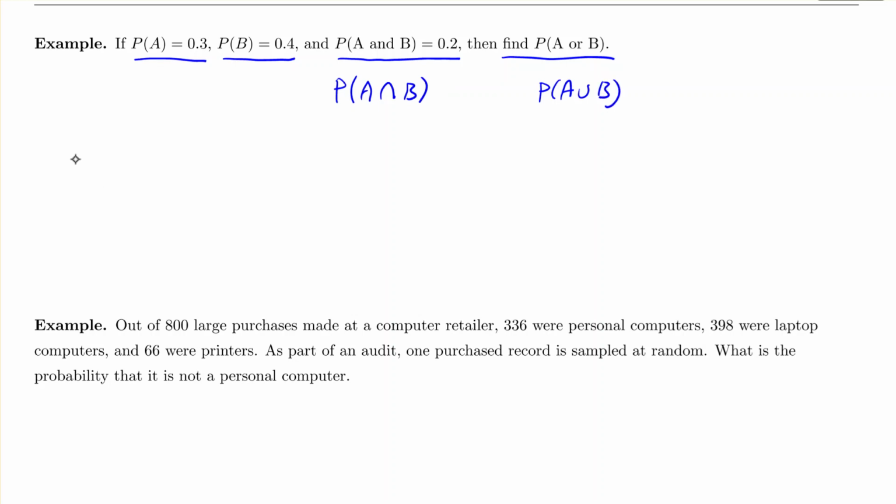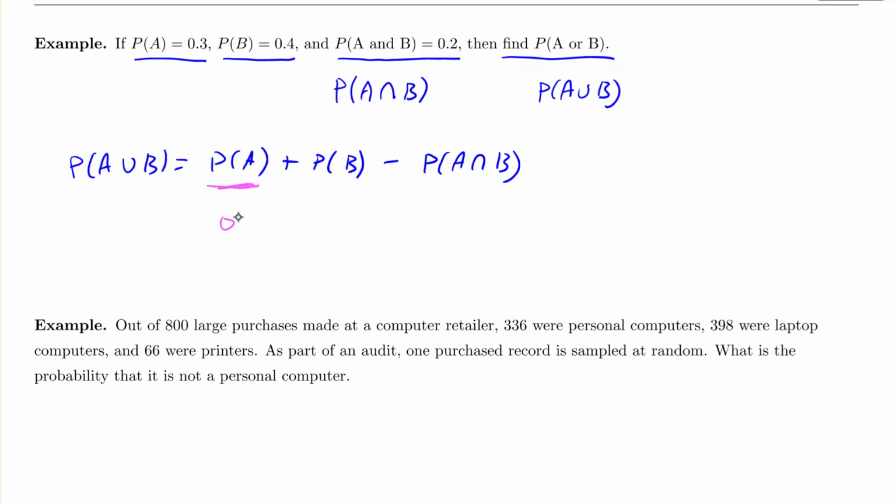So using the same idea we've been doing, we know that probability of A or B is probability of A plus probability of B minus probability of A and B. So here, all other values are given. Probability of A is 0.3, probability of B is 0.4, minus 0.2.